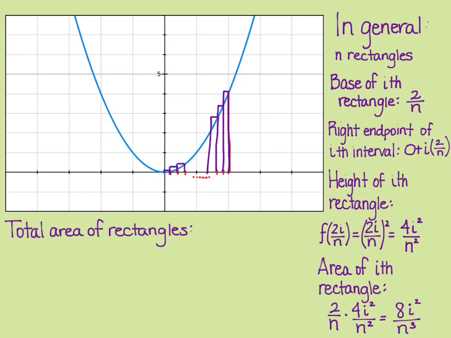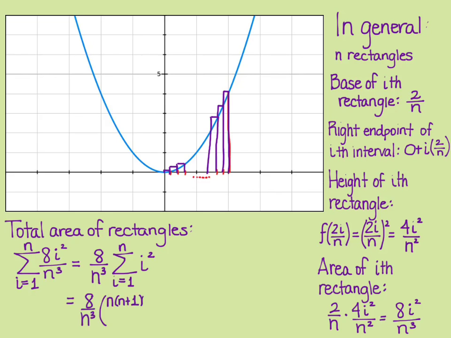So the total area of all of the rectangles is the sum as i goes from 1 to n, remember i counts the number of rectangles, of the area of the ith rectangle, 8i squared over n cubed. We can pull the 8 over n cubed out because they don't have any i's in them, and we're left with 8 over n cubed times the sum as i goes from 1 to n of i squared. Once again, we use the formula for the sum of i squared when the sum goes from 1 to n, and we're left with 8 over n cubed times n plus 1 times 2n plus 1 over 6.